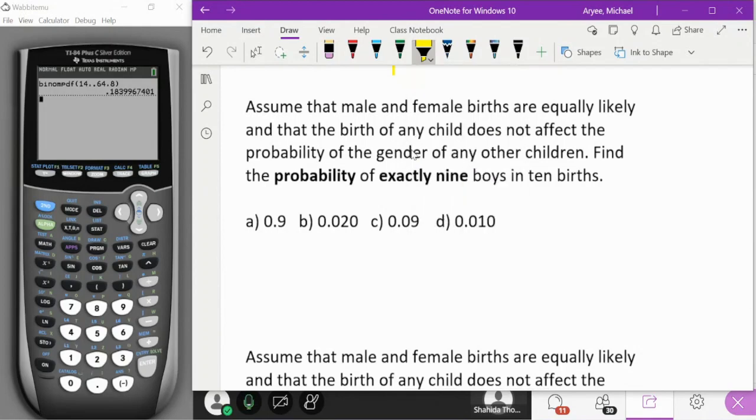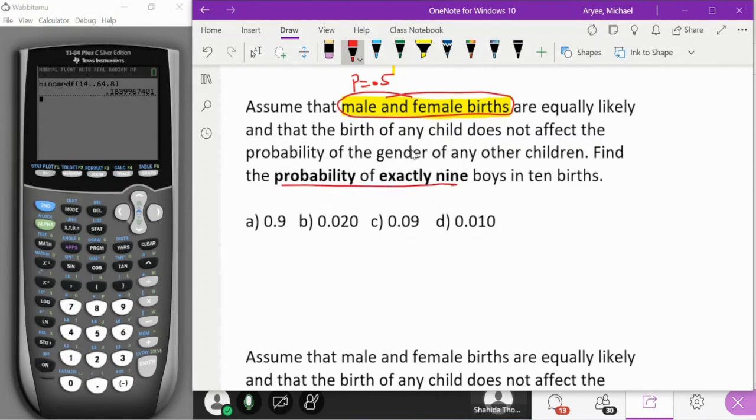Okay, so here sometimes you don't see the p, but it is implied. It says assume male and female births, so this is giving you some coded information. So here p is 0.5, but they've not said it. It's based on how the sentence is written. It says find the probability of, so they want you to find x equals 9. So we are looking for the probability of 9. What is our n? They said there are 10 boys, so n is equal to 10.